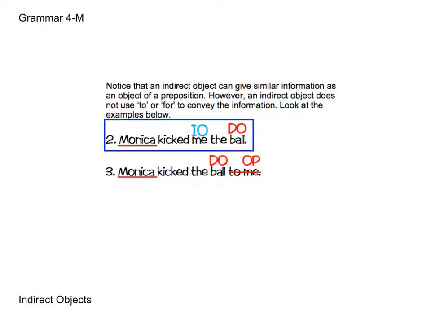Monica kicked me the ball. What's being kicked? The ball. Ball is the direct object, but the ball is being kicked to me. I am receiving the ball. I am the indirect object.